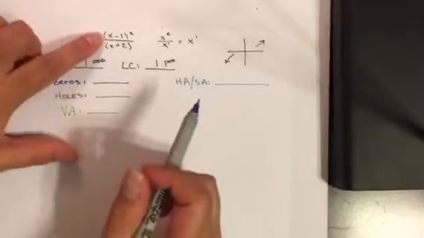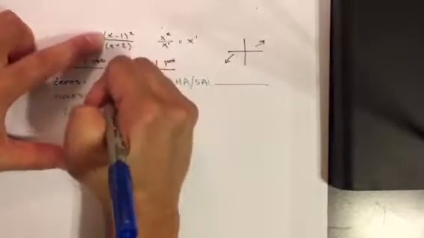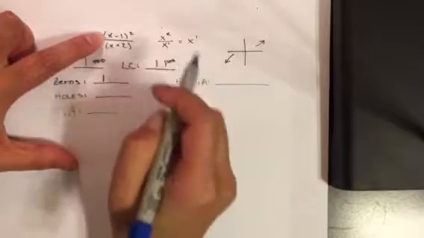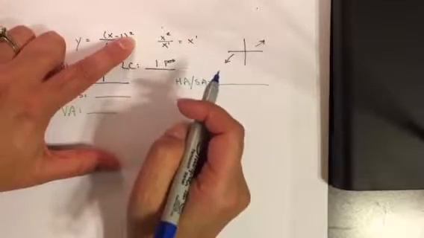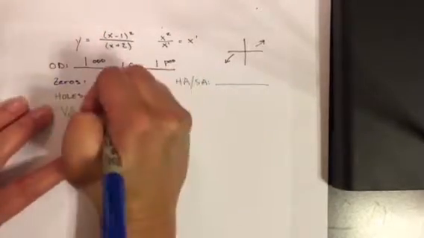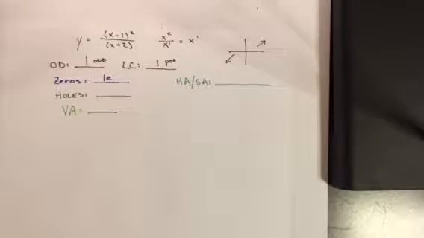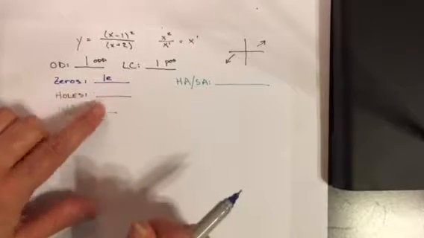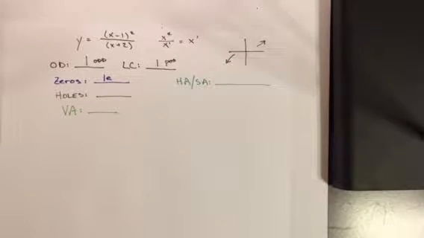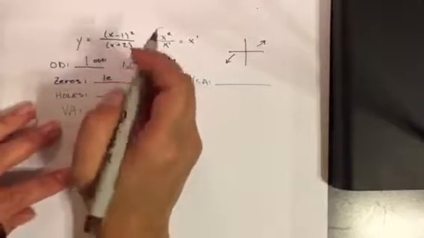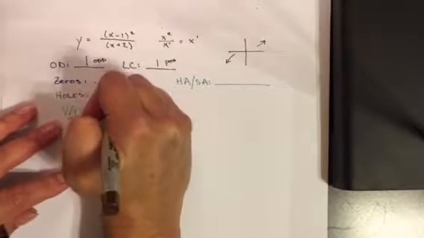Zeros, where the numerator equals 0. So I have a 0 at 1, and it has a multiplicity of 2, which I'm going to mark as even, because if I have an even multiplicity, it bounces off the x-axis. If it's odd, it crosses through. So I have an even at 1. I do not have any holes because none of the factors in my numerator and denominator cancel.